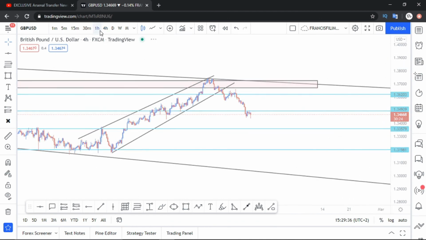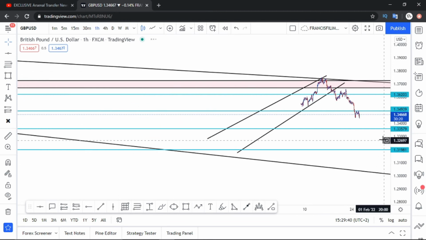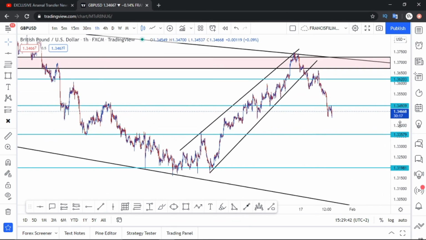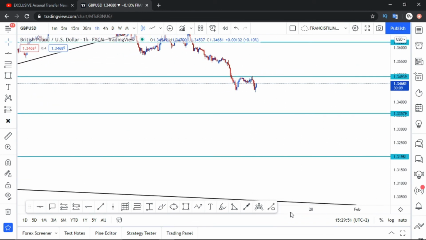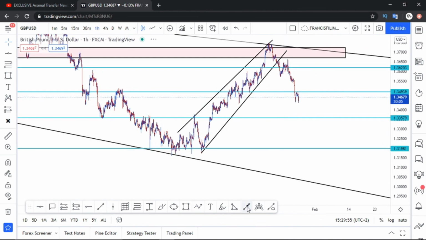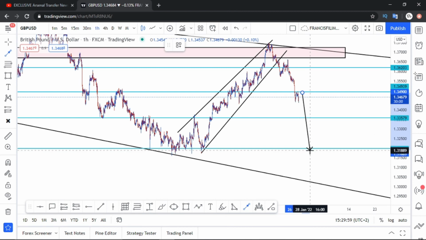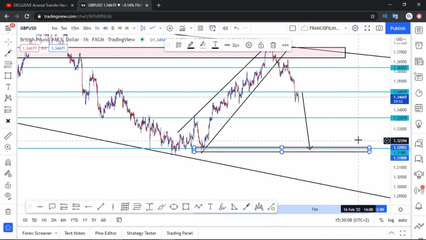Let's go down to the 1 hour. Now we are on the 1 hour, guys. So on GBP USD, I am looking for more selling opportunities to the downside. For the coming days, I am looking for more selling opportunities to the downside, at least down here to the beginning of this correction, and the market could still break below this.